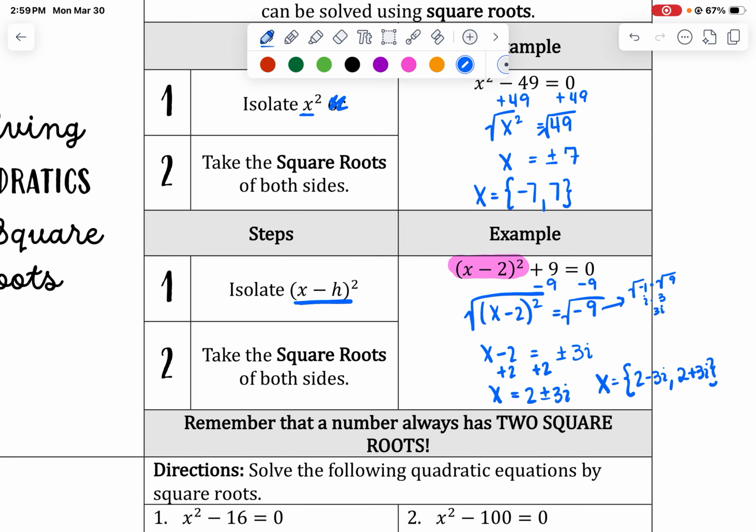For number 10, if you want to work that one on your own, you would get the solution x is equal to negative 7, 4.